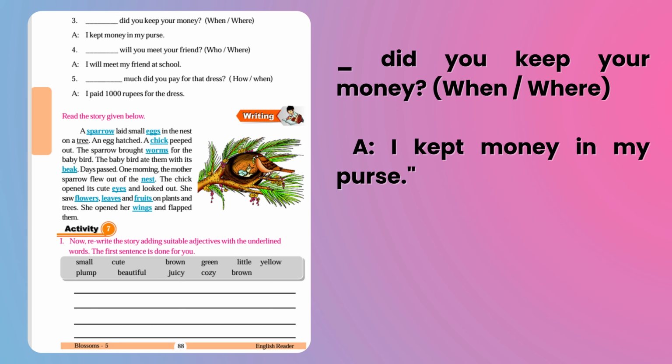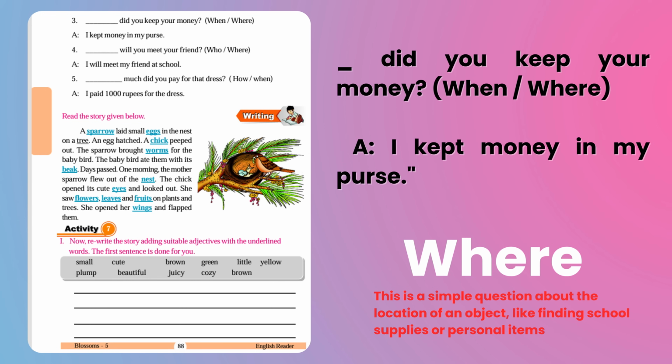So this tells us the place where the money was kept. To ask about a place, the correct WH word is where. So the question is where did you keep your money? So the correct option we have to choose is where. This is a simple question about the location of an object, like finding school supplies or personal items like that. So the correct question should be like, where did you keep your money? Then the answer would be I kept money in my purse.